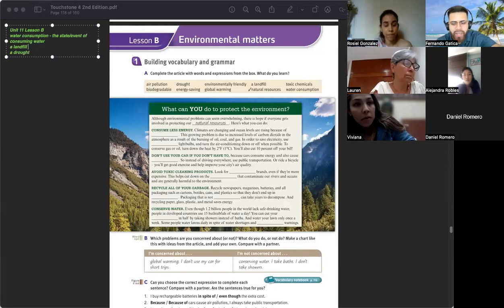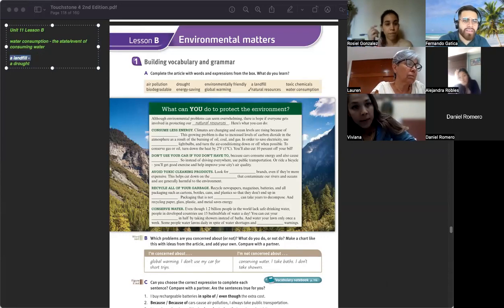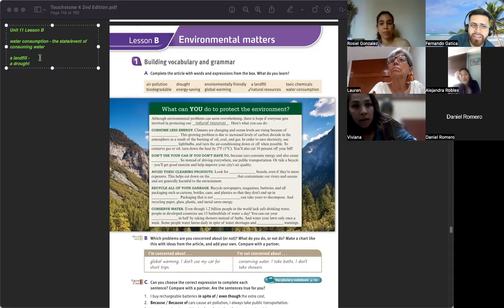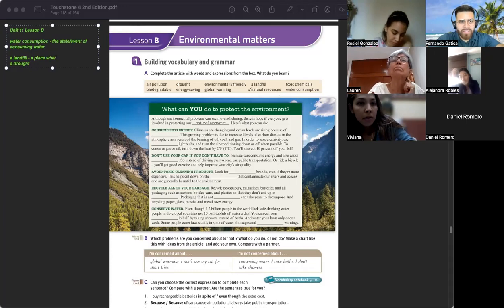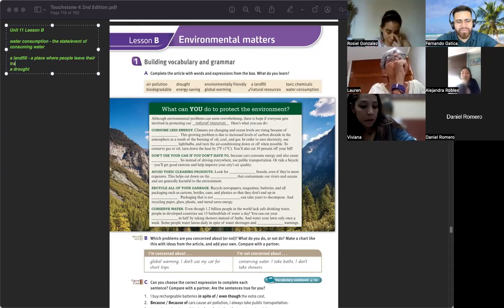What is a landfill? Don't give me the translation. Tell me how, if I were a child and I said, what is a landfill? And you cannot say Spanish, what would you say? It's a place where people leave the trash. The place where people leave their trash? Yes.